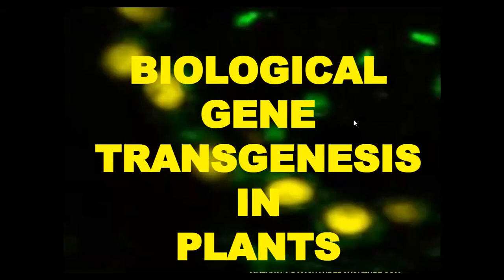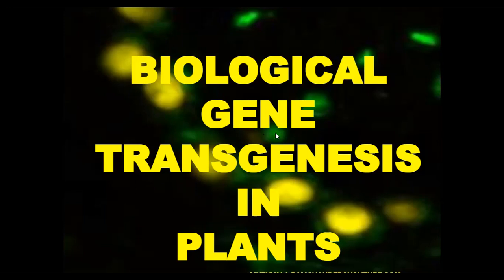Biological gene transgenesis in plants. Biological gene transgenesis in plants is also called vector mediated gene transgenesis, because in this gene transgenesis we use vectors for the transgenesis procedure. This technique is also called Agrobacterium mediated gene transgenesis. Agrobacteriums are used for the biological gene transgenesis.